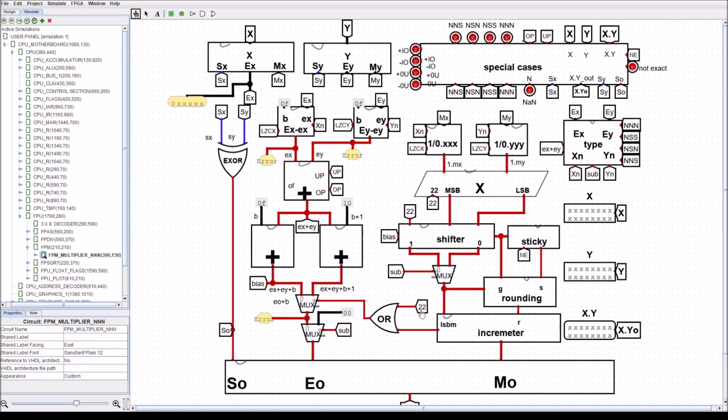So the choice here comes from this, and it says 22. So the choice is actually coming from the most significant bits of the multiplication of the mantissa, just as we've seen in the schematic. So we make a choice here, and whenever we choose this, we get the summed exponent value.